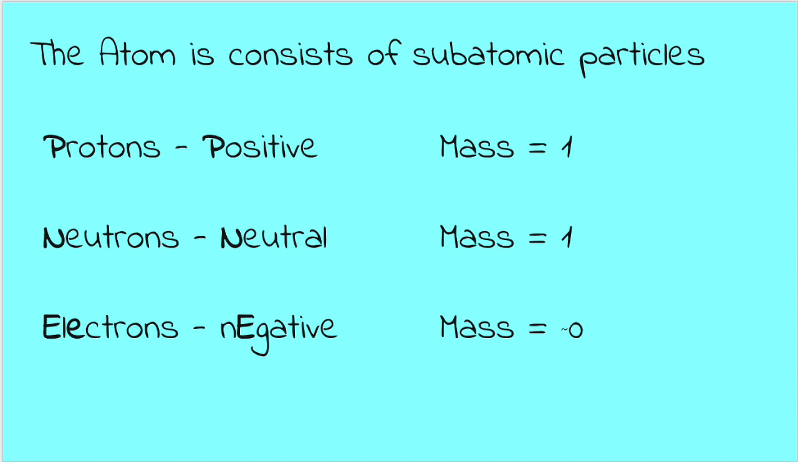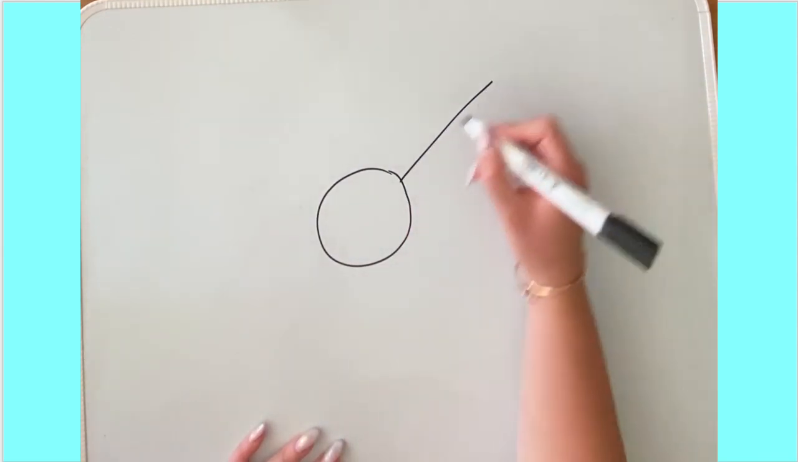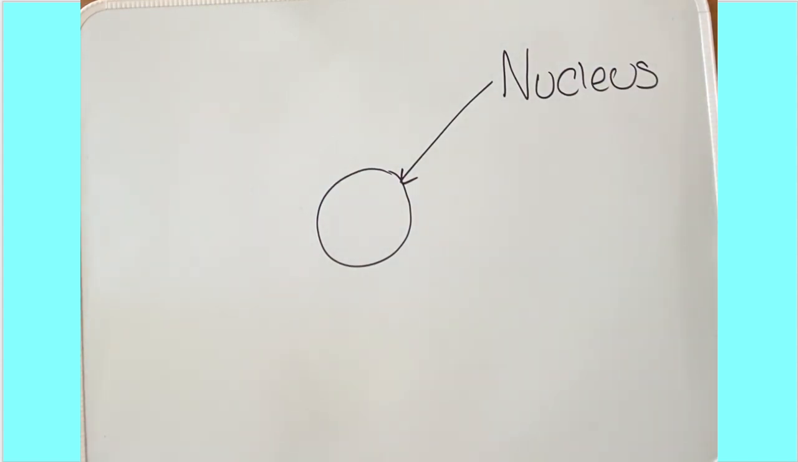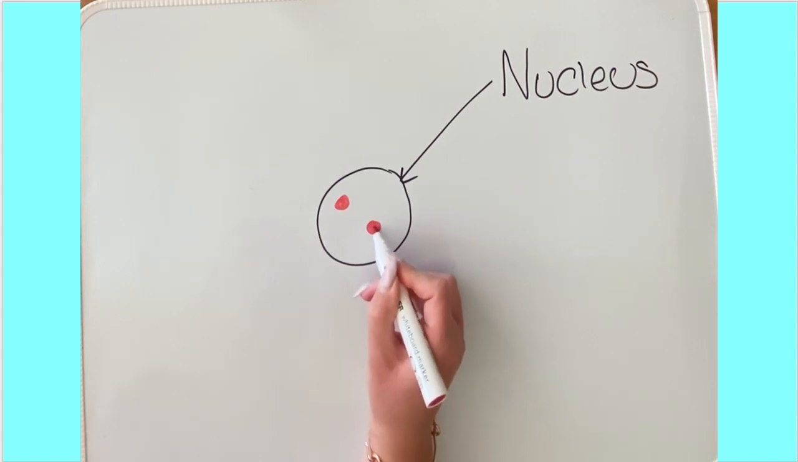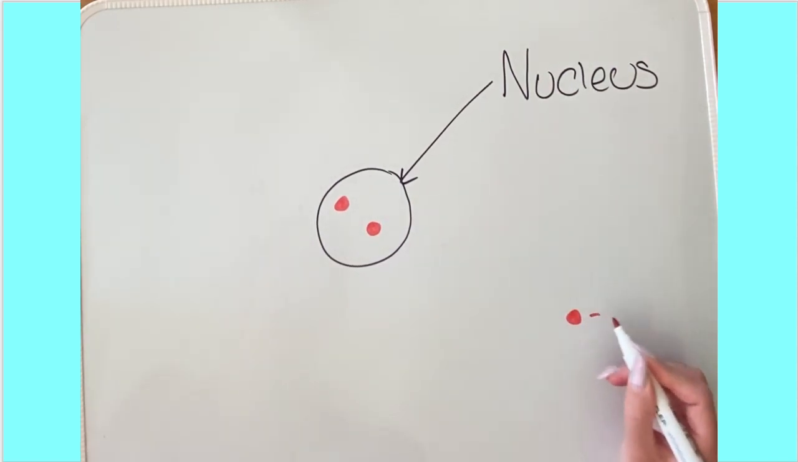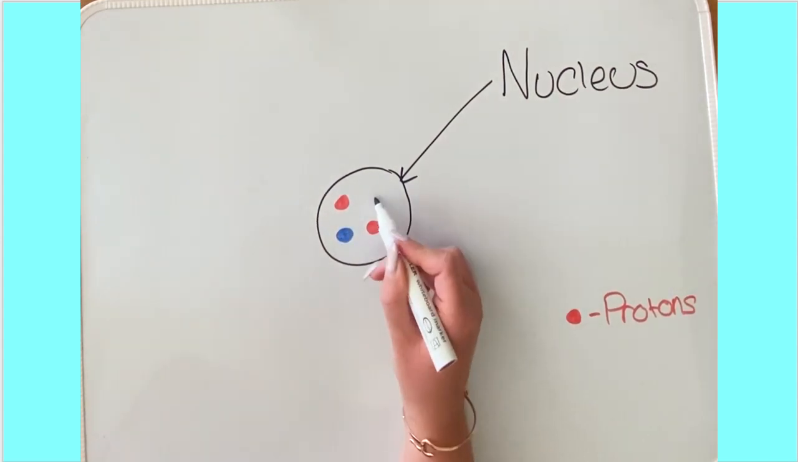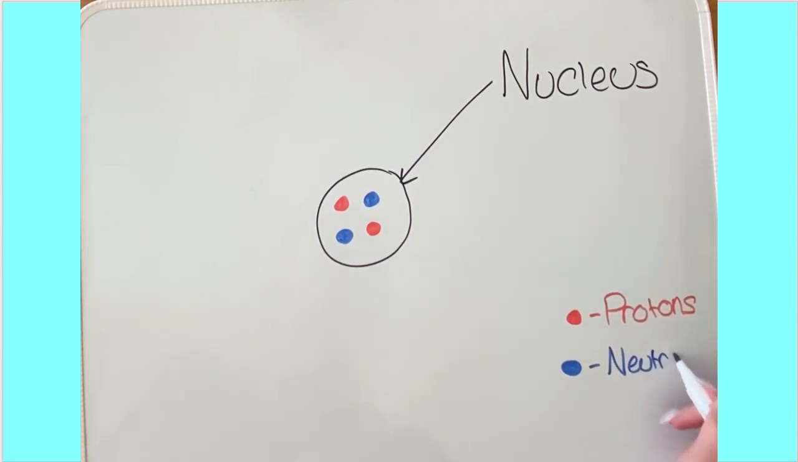Moving on to look at the atom. In the centre of our atom is a nucleus. Please do not confuse this with the nucleus we have encountered in biology, as this nucleus today doesn't contain DNA. A nucleus in chemistry contains protons and neutrons. In this diagram, I have represented the protons in red and the neutrons in blue.